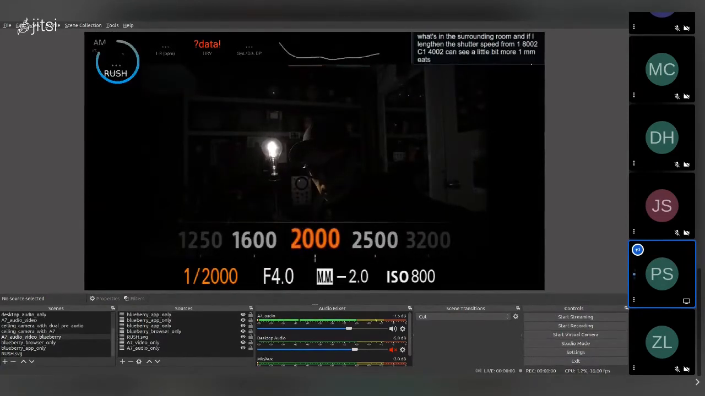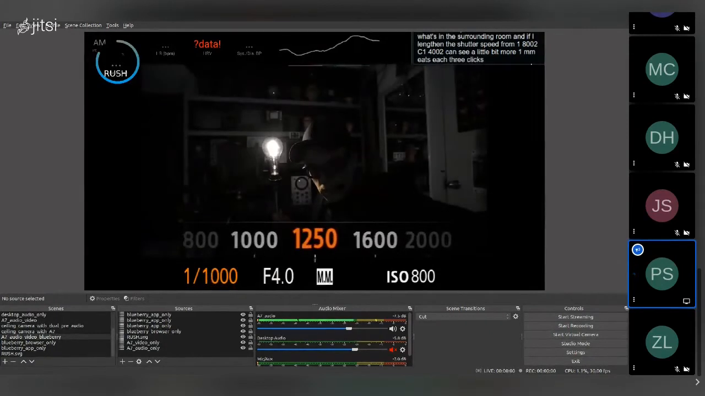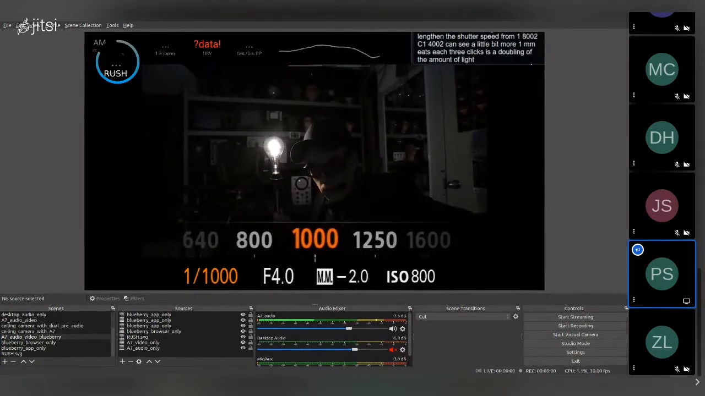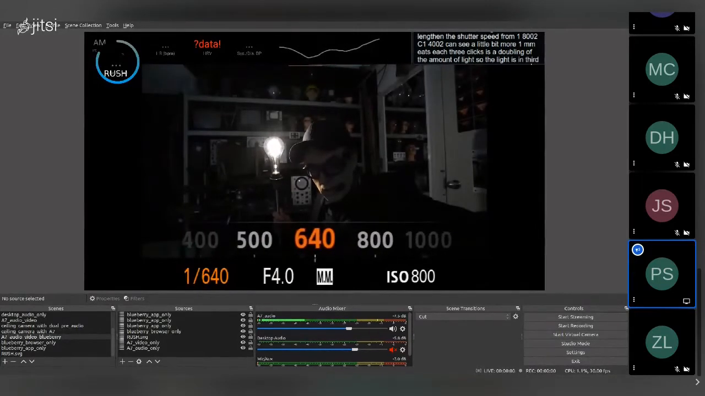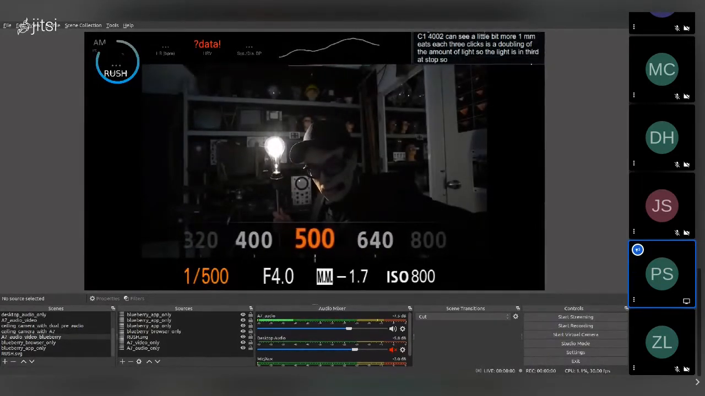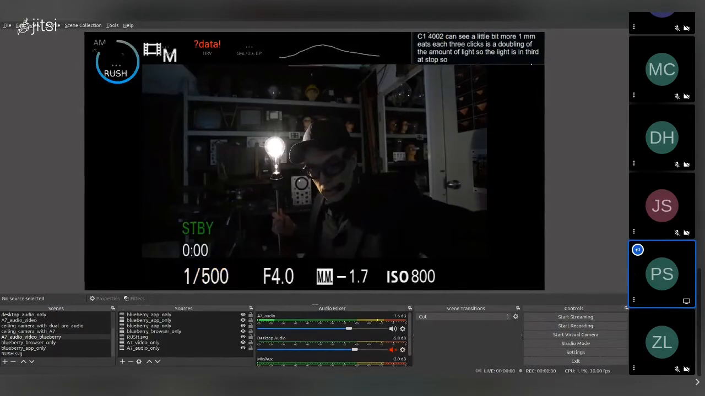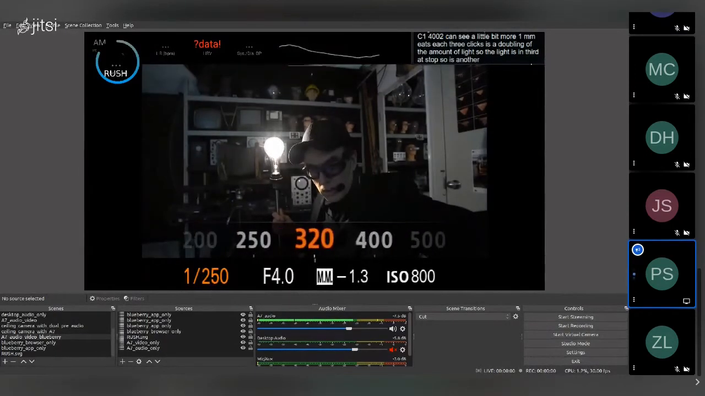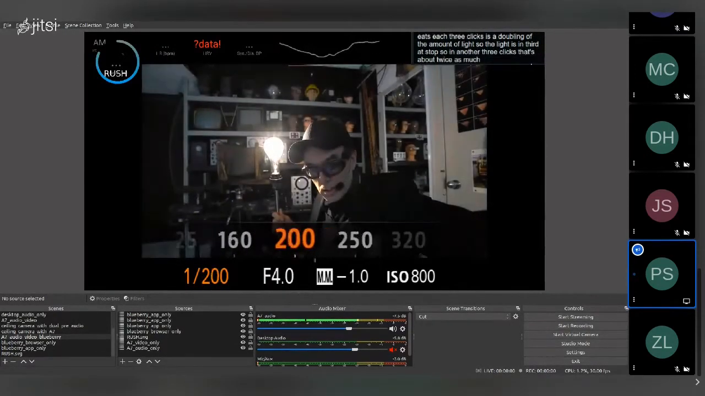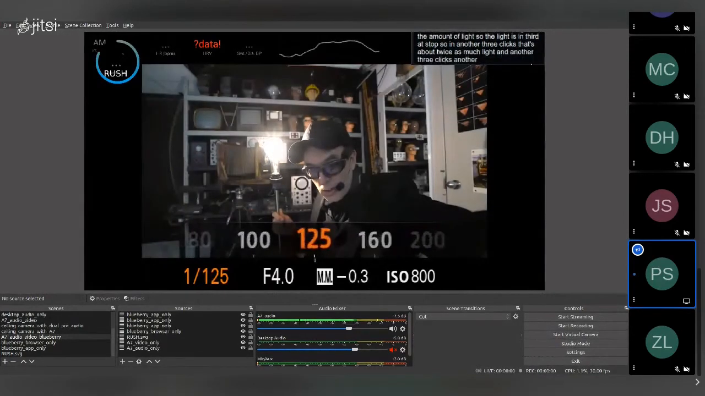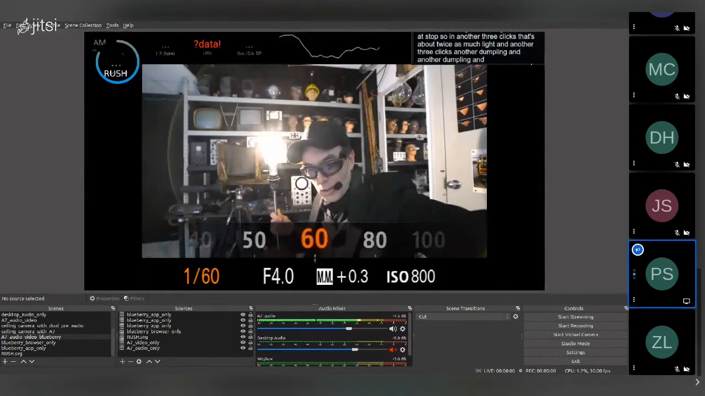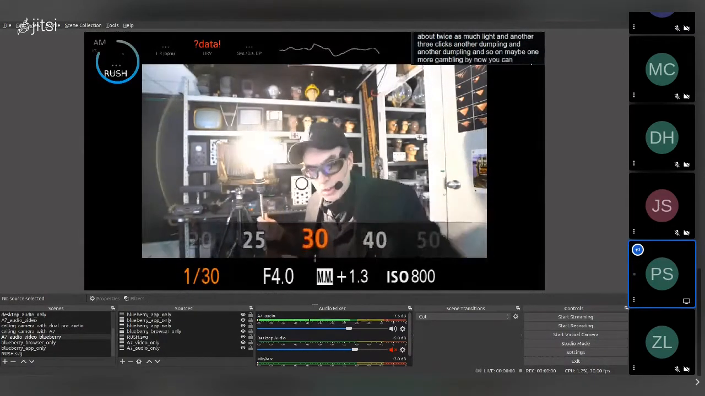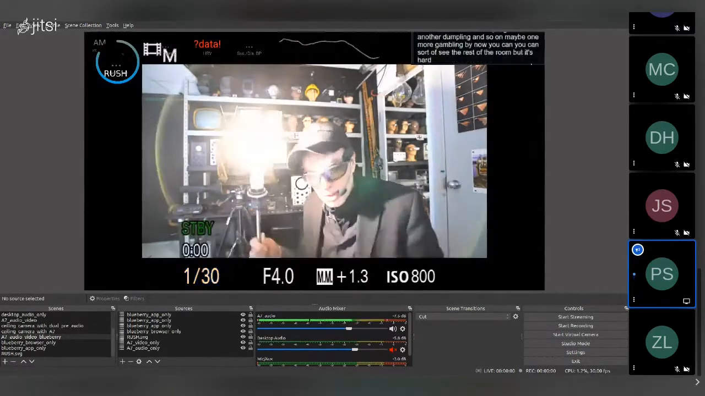1/2,000th. Each 3 clicks is a doubling of the amount of light. So the light is in third f-stops. And another 3 clicks, that's about twice as much light, and another 3 clicks, another doubling, and another doubling, and so on. Maybe one more doubling. By now you can sort of see the rest of the room, but it's hard to see the light bulb clearly.